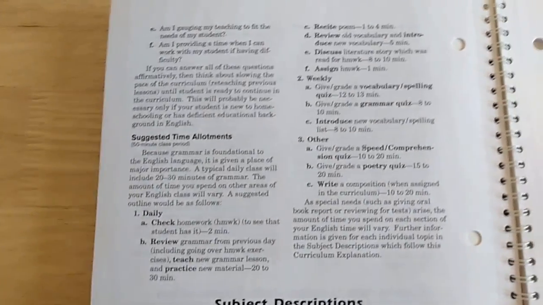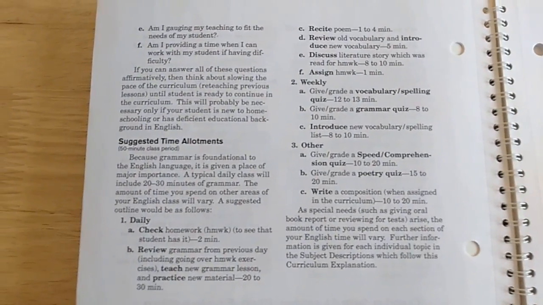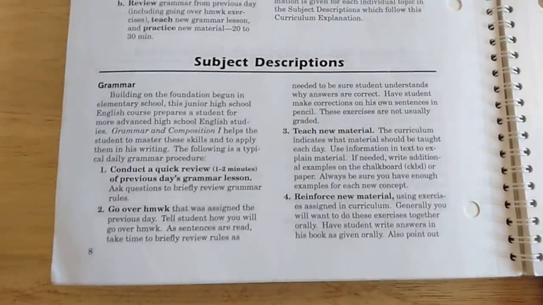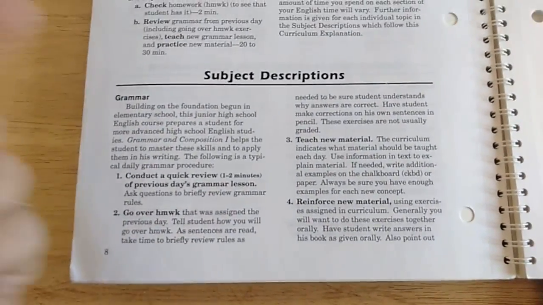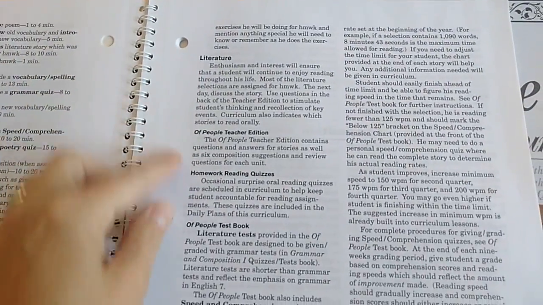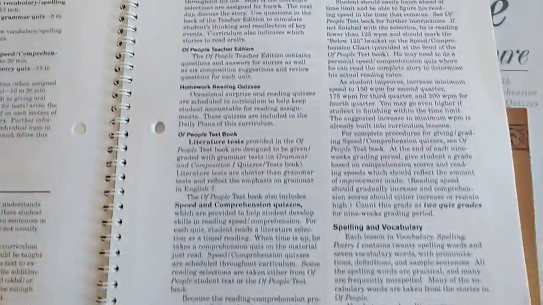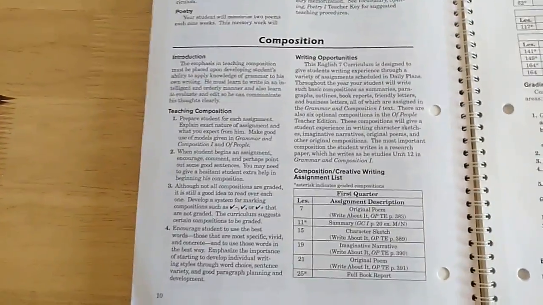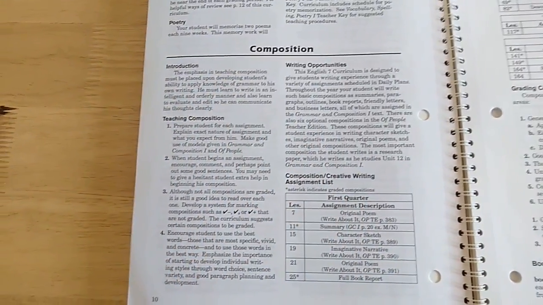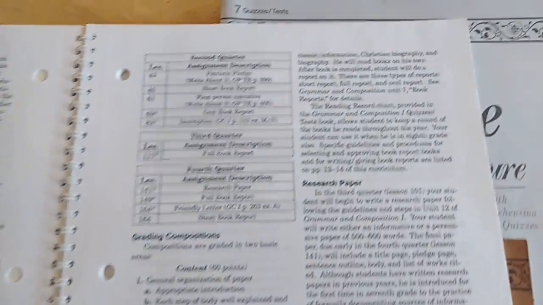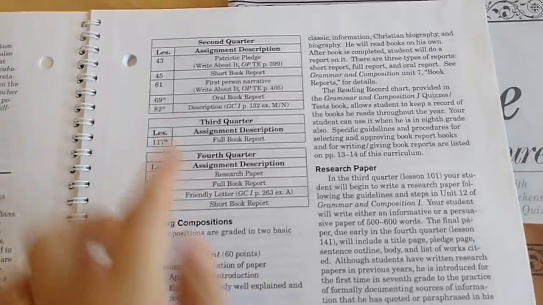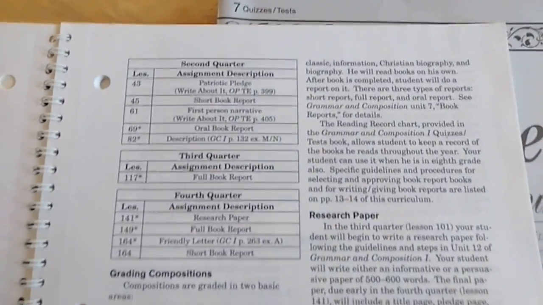And they give suggested times on how long to spend on each section a day. The subject descriptions, so here it tells you about the grammar, the literature, which is what I'm going to be doing a walkthrough on today, and then the spelling and vocabulary. The composition, so this is like the writing part of it for the teacher. It's broken down into quarters. So over here is first quarter and second quarter.